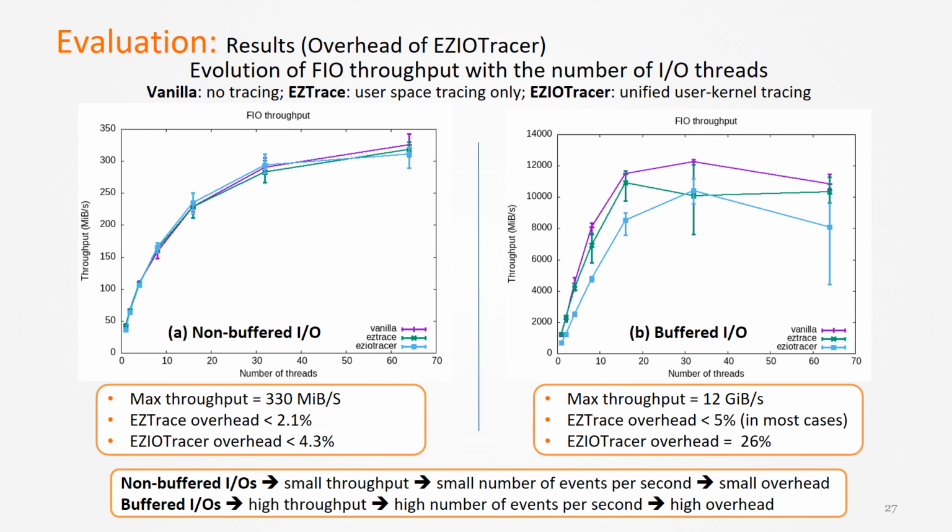To summarize, in the case of non-buffered IOs, we have small throughput, which means that we have a small number of events per second, and consequently, we have small overhead. Conversely, in the case of buffered IOs, we have a high throughput, which means that we have a high number of events per second, and consequently, we have a high instrumentation overhead.